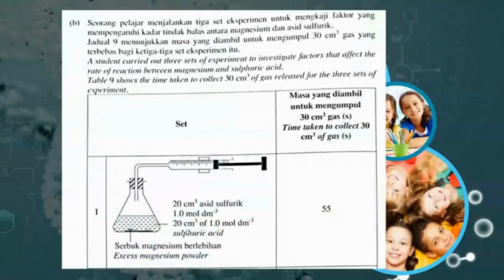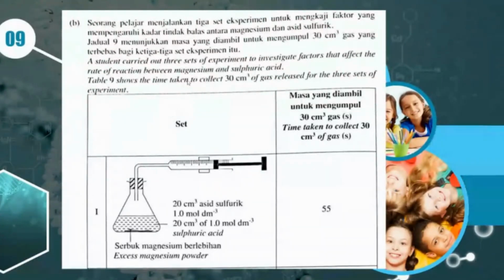Okay, next, we look into B. A student carries out 3 sets of experiments to investigate the factor that affects the rate of reaction between magnesium and sulfuric acid. The gas produced is 30 cubic centimeter. Here we know that the magnesium reacts with acid. So what is the gas produced? Roughly we can draft out sulfuric acid. It produces magnesium sulfate as a salt, and then the gas will be hydrogen gas. So the gas collected here will be the hydrogen gas.